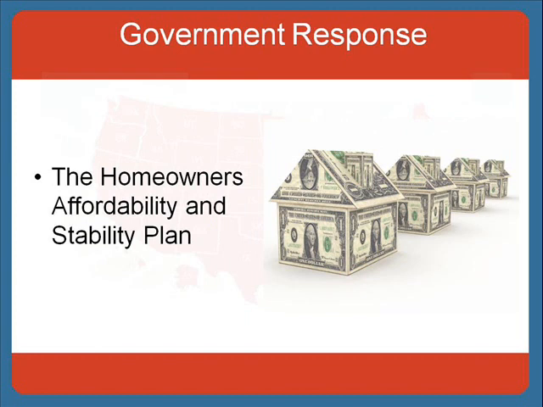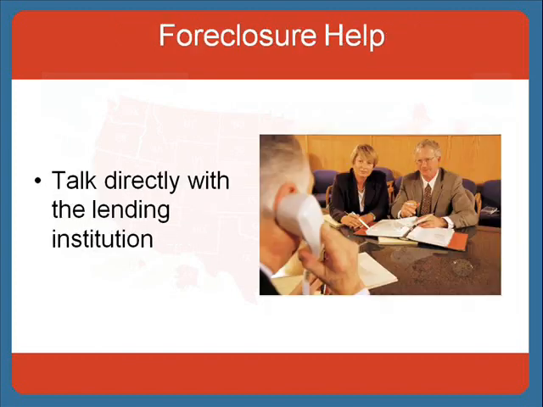In February of 2009, President Obama announced the Homeowners Affordability and Stability Plan, which allotted $75 billion to help up to 9 million homeowners avoid foreclosure. This plan basically encouraged lenders to reduce a homeowner's monthly payments to 31% of their gross monthly income. It also provides incentives to lenders to forgive or defer a portion of the borrower's mortgage balance.